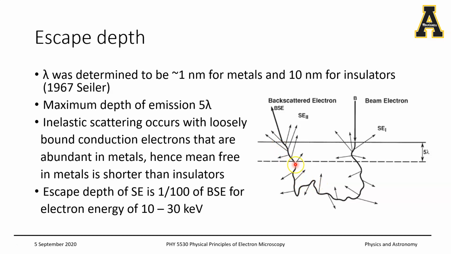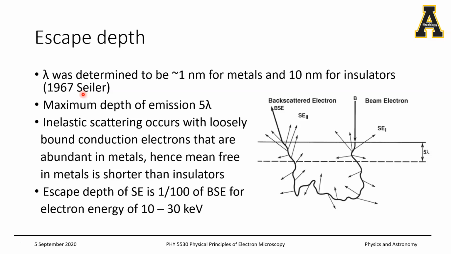And before they make their way out, these backscattered electrons, on their exit, further ionize or undergo inelastic scattering somewhere here closer to the surface. That is the source of the generation of another bunch of secondary electrons, which are termed as SE2, right? So it was seen from the 1967 study by Seiler that the mean free path for metals is about 1 nanometer versus that of insulators, which is about 10 nanometers.